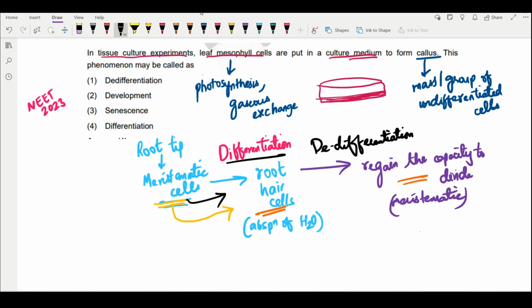Now let's read the question. Here, when tissue culture experiments were conducted, the mesophyll cells, which are differentiated cells, when put in the culture medium, form callus. Callus is a group of undifferentiated cells. They do not have any specific function. So they became meristematic again. So, what is the phenomenon involved here? Dedifferentiation. The process by which completely differentiated mesophyll cells regain the capability to divide to form callus is called dedifferentiation.